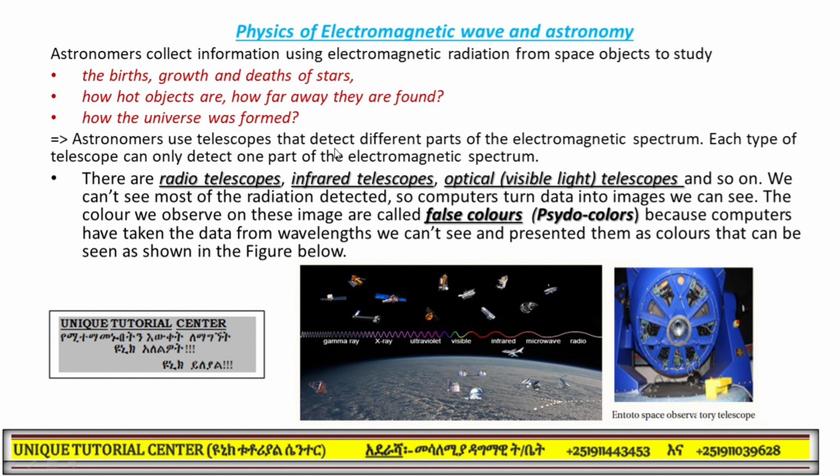Astronomers use telescopes that detect different parts of the electromagnetic spectrum.